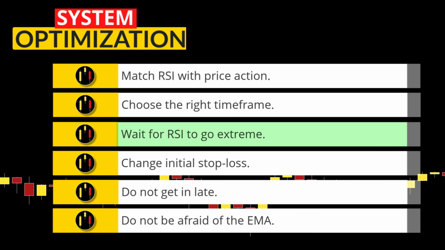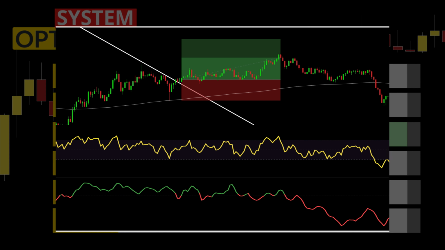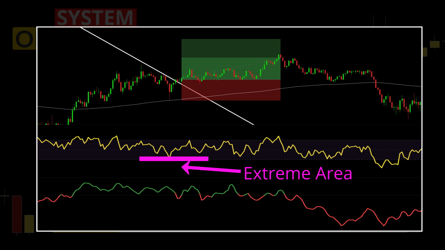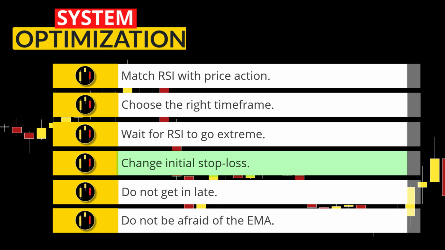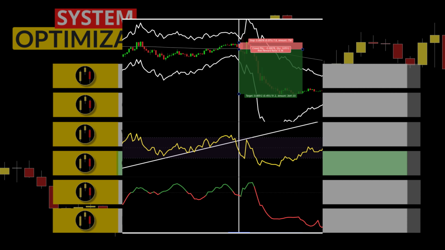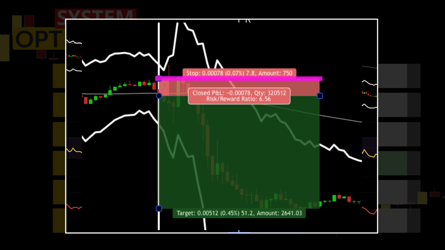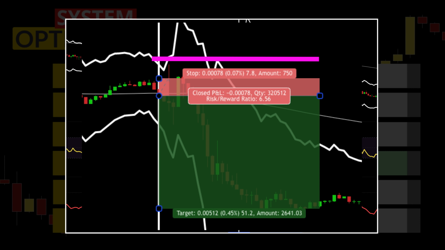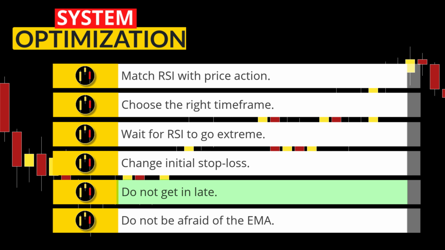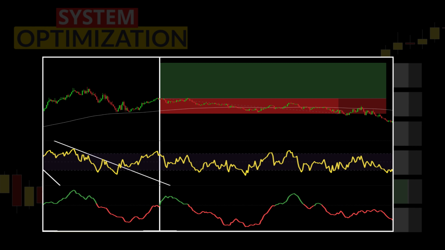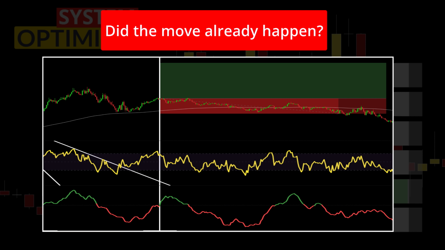Third, you may want to add an additional filter requiring the RSI to go into the extreme area in order to validate the signal. That would have filtered out this losing setup. The fourth tip is regarding changing the stop loss method. You may want to use something like the ATR to set your stop level, which can save trades like this one.